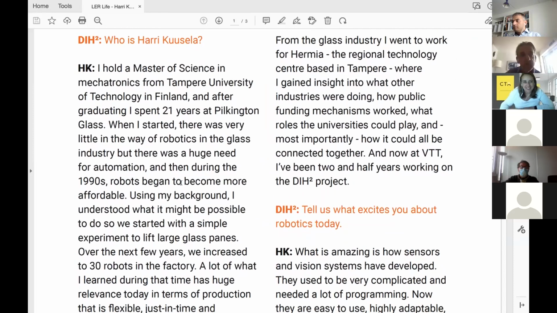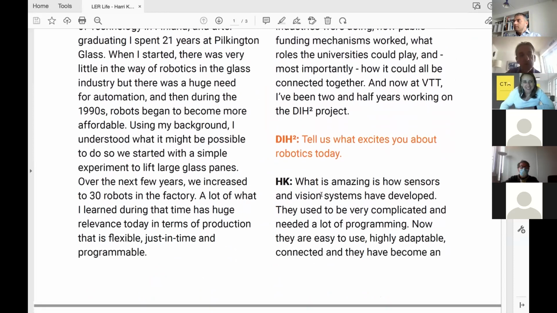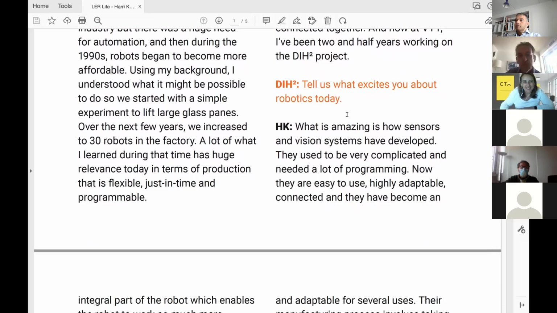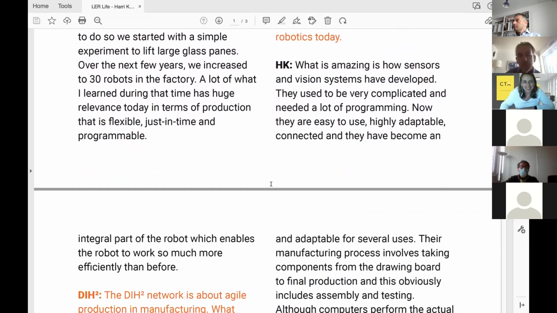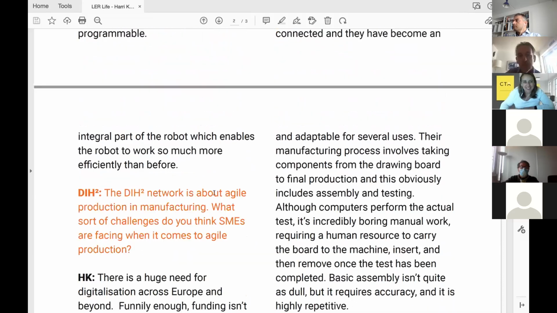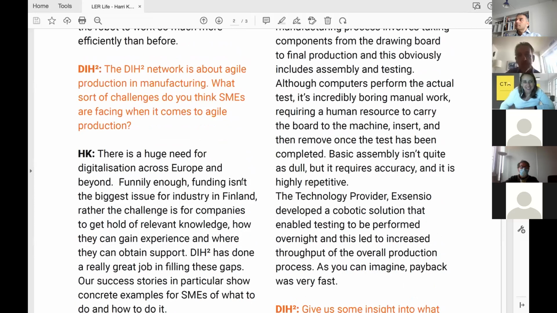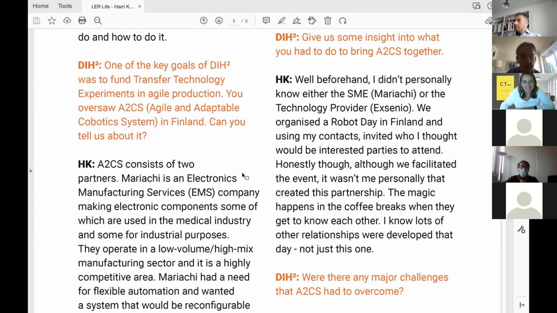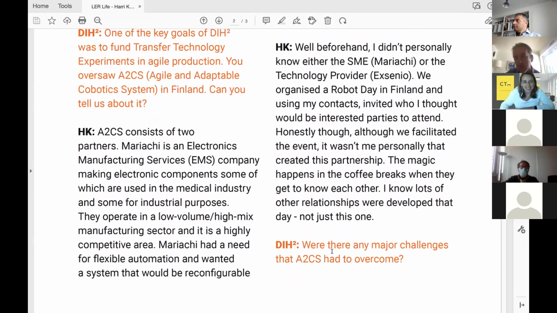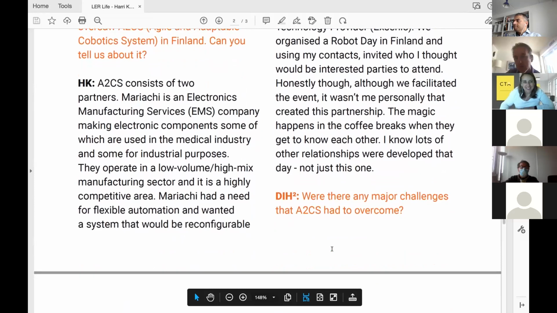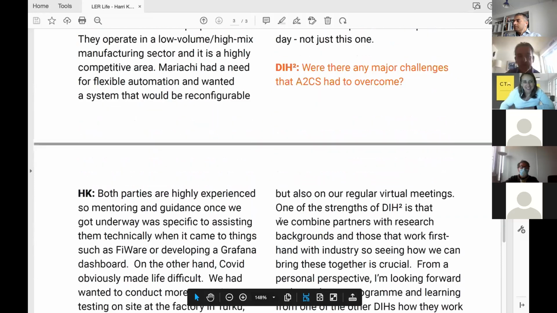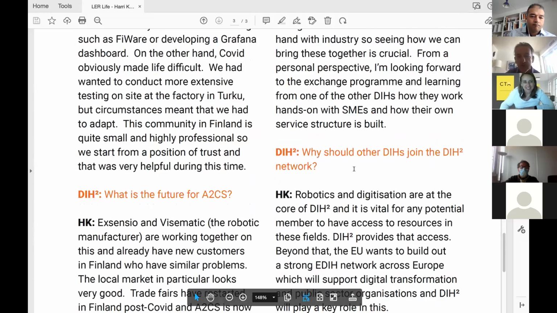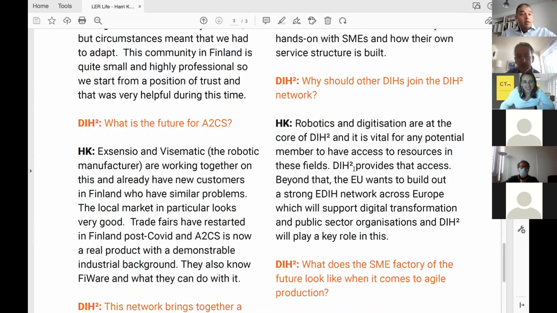Basically it tells who Harry is. We've got questions in here. For example, with Harry, we asked him what's exciting about robotics today for him. Then he explains a little about how he brought the TTE together. We're talking about major challenges that they had to overcome. What's the future for the TTE? And then we talk about why other DIHs should join the network, etc. Hopefully some of this resonates with you.